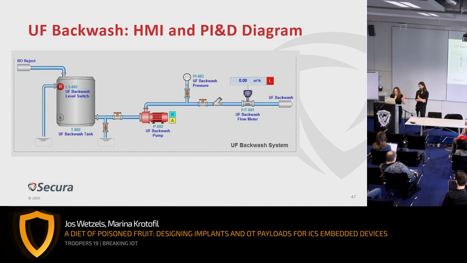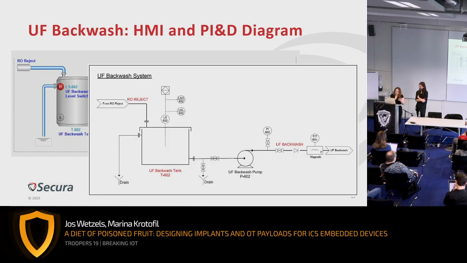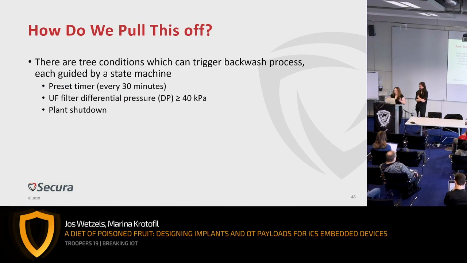Of course, because suddenly another stage of the process is involved, stage number 6, you need to go somewhere else, hack into another stage, understand everything that's going on in there, get the controller logic, understand it. And from all of that knowledge, especially from the controller's code, we are able to figure out that there are 3 things which can trigger the backwash process, which we want. It's a preset timer every 30 minutes. Or if the differential pressure in the filter is already above 40 kilopascals, or if the plant shuts down.